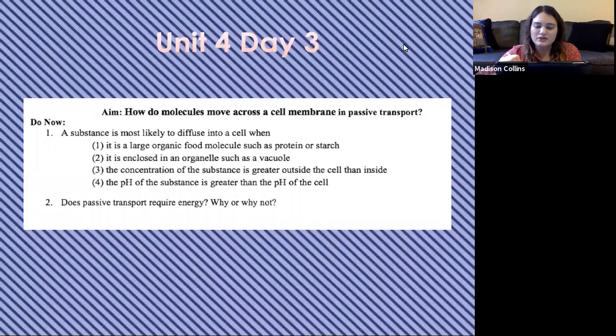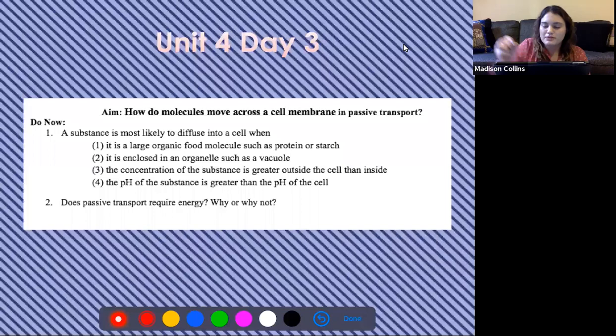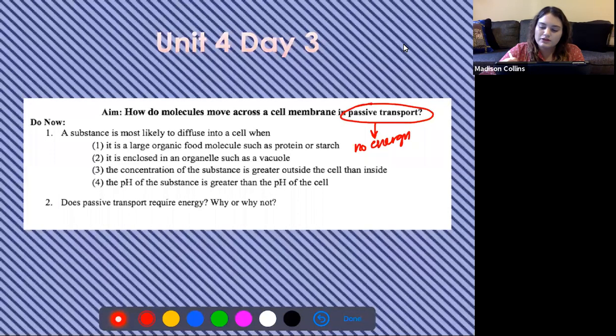So I want us to write down what we already know about passive transport. Based on yesterday's video, you should know that passive transport does not require energy. Right? And you should also know that this is because molecules are moving from high to low concentration. So we're going to call that moving down the concentration gradient.